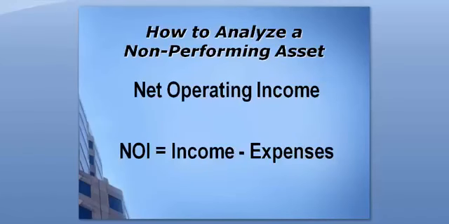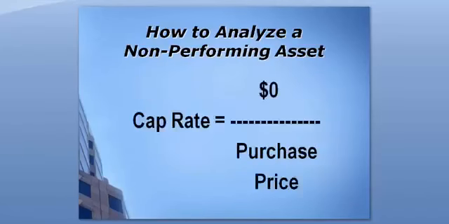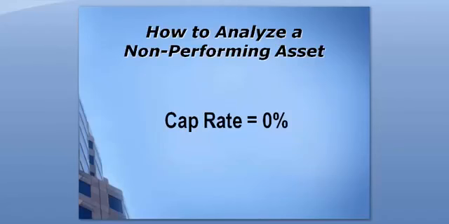Well, what happens in the event that you're not making any money on the property, where the net operating income is zero? Well, look what happens. This is what the formula looks like. What happens with any type of formula where zero is in the numerator? You end up getting an answer of zero. So in a non-cap rate sale, it means that there's no income on the property.